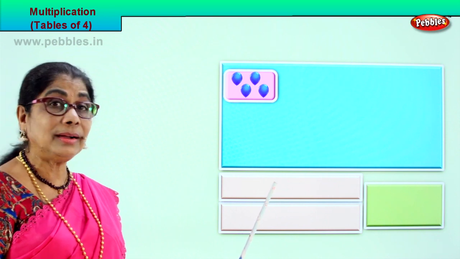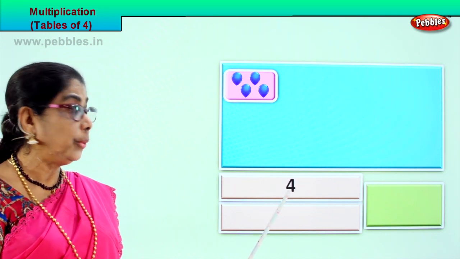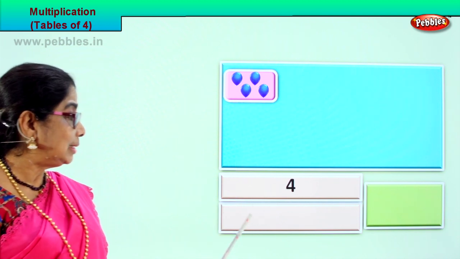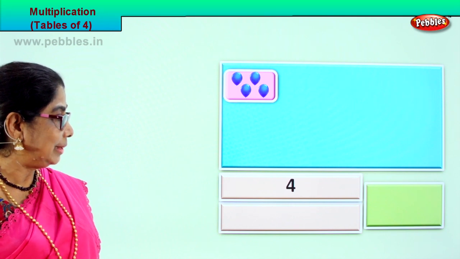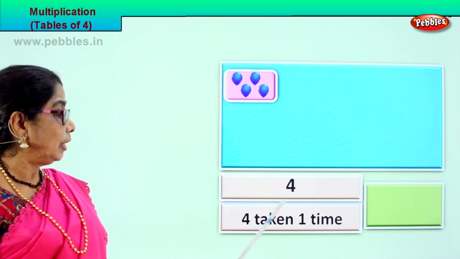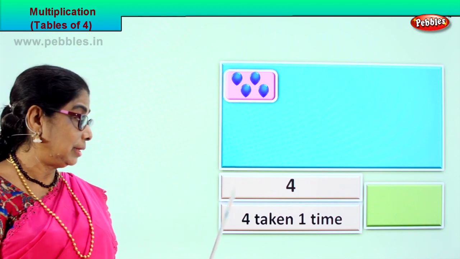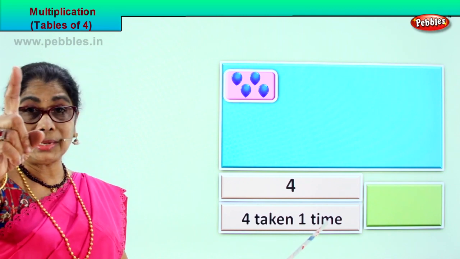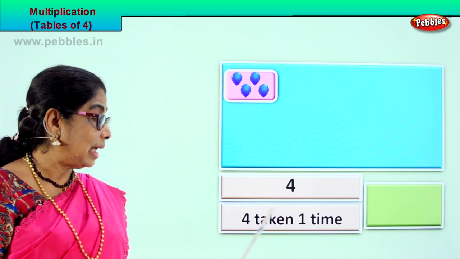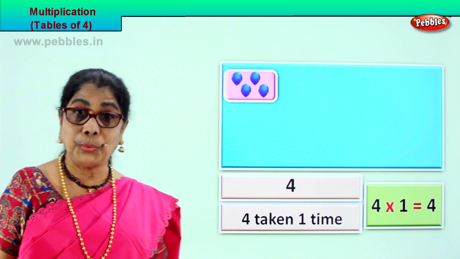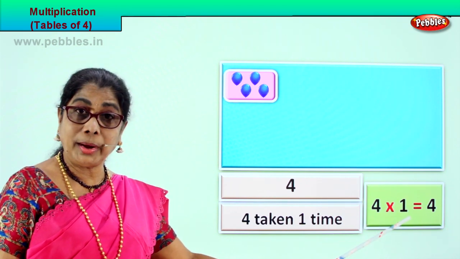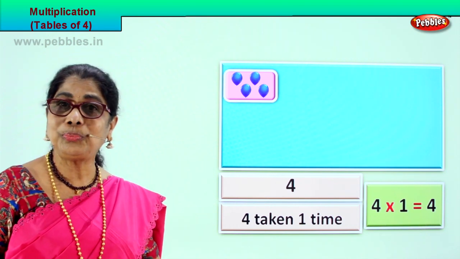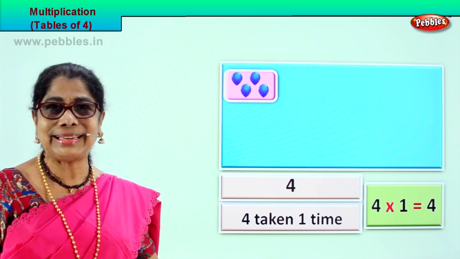So we write down here number 4. So how many times 4? We take 1 time 4. Yes. So we write it here. Number 4 is here. Taken how many times? 1 time. 4 taken 1 time. So we write it as 4 ones are 4. 4 into 1 equal to 4. How do we read this? 4 ones are 4. The first table, multiplication table of 4.